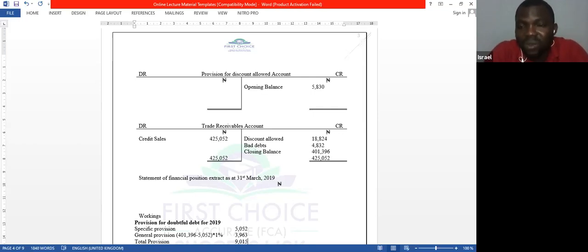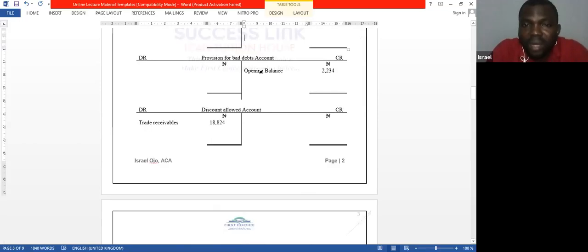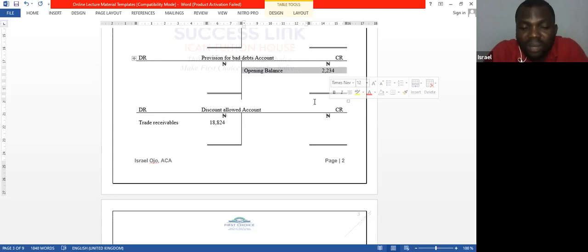Now if we have 9,015, let's look up here at our opening figure under our provision for bad debts. Our opening figure is 2,234. But what we are expected to provide at the end of the year is 9,015. So it means there will be an increase. What we are going to do here is find the difference between these two. It is the difference that we are going to post to our expense account, which is bad debt.